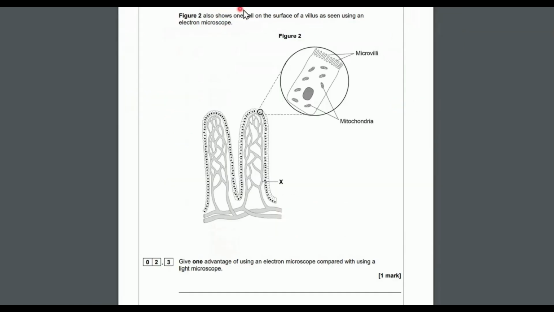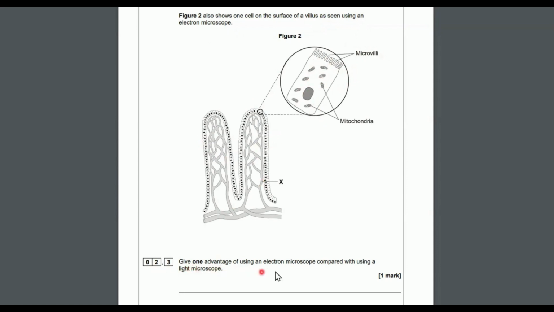It shows 2 villi. Figure 2 shows one cell on the surface of a villus. That's the singular for one of these. Both of these are called villi, as seen using an electron microscope. So here's the microvilli with mitochondria in it.